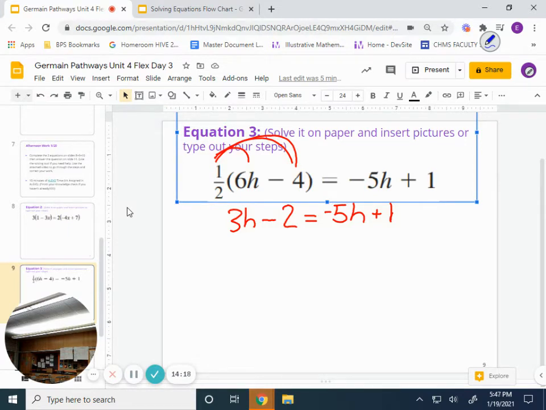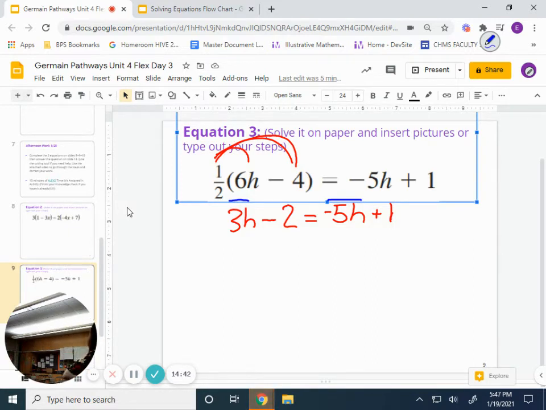Okay, awesome job, ladies and gentlemen. Let's come back together. So remembering that we need to move that h or that x that has the smaller value to it. So I have this guy here. I have this guy here. Which one of these is smaller? Don't get tricked by the numbers. Remember the signs. -5h is smaller than 3h.